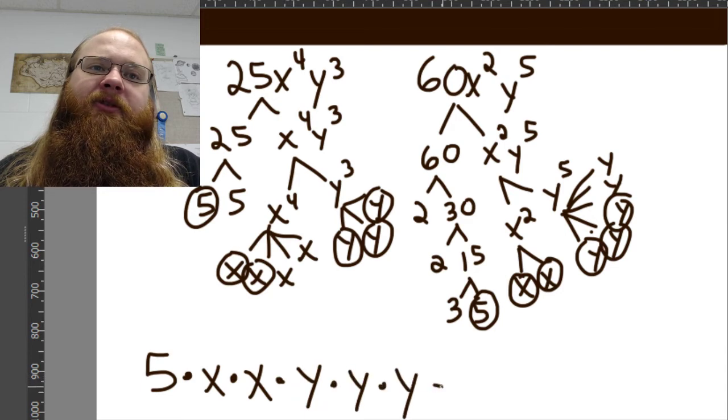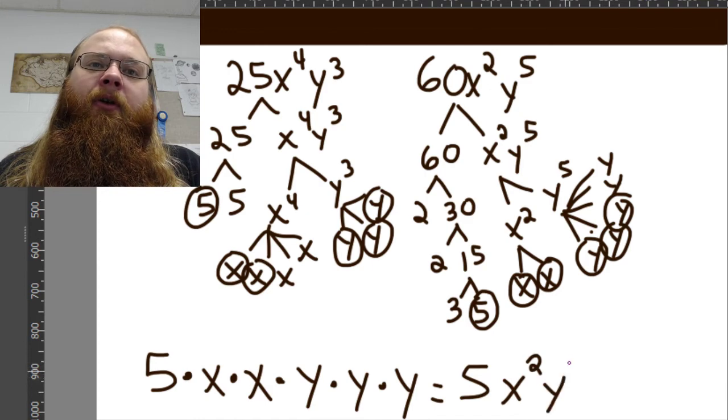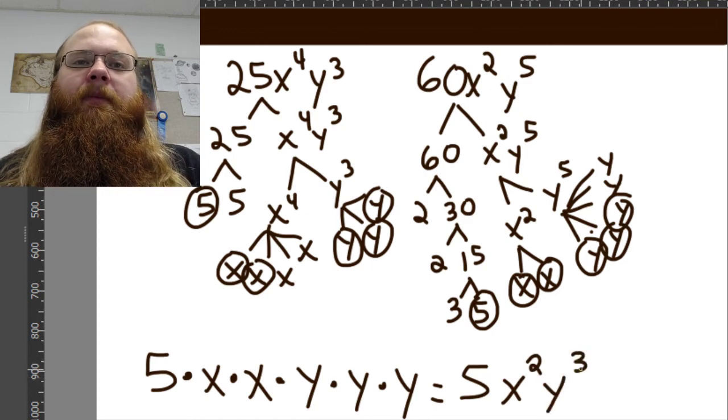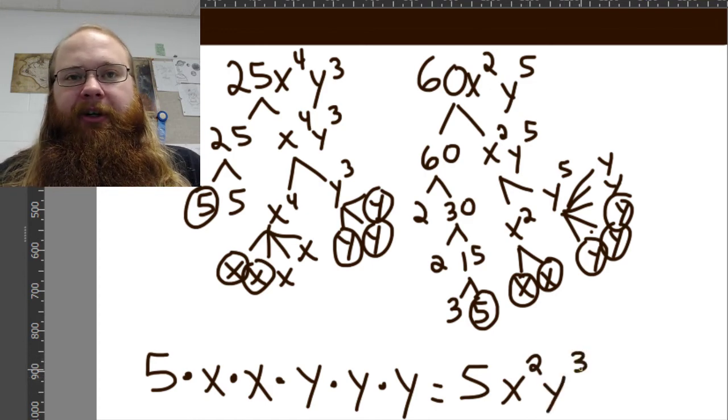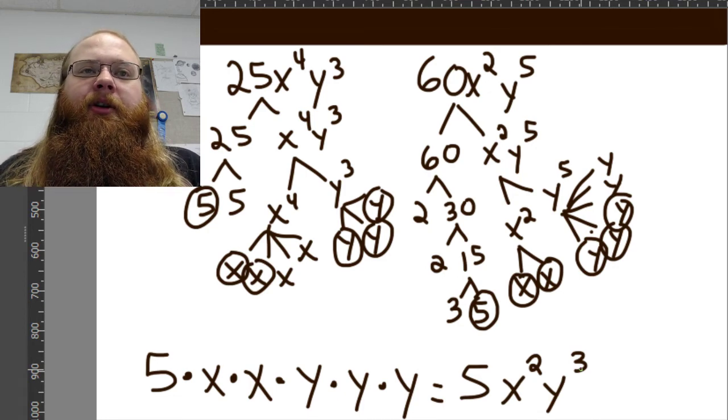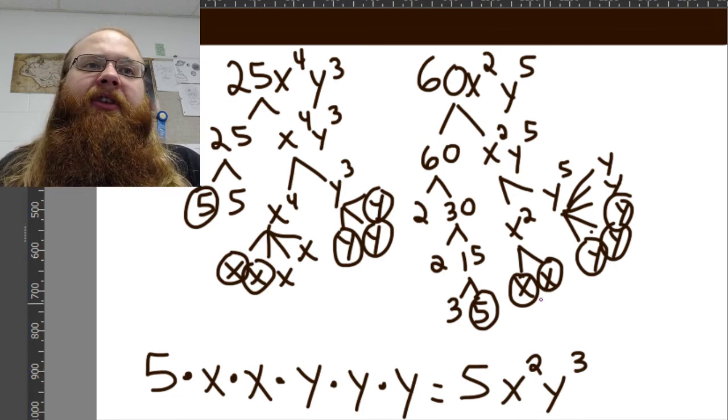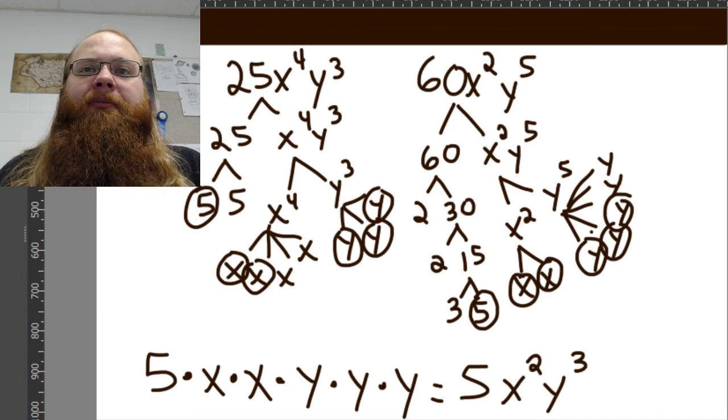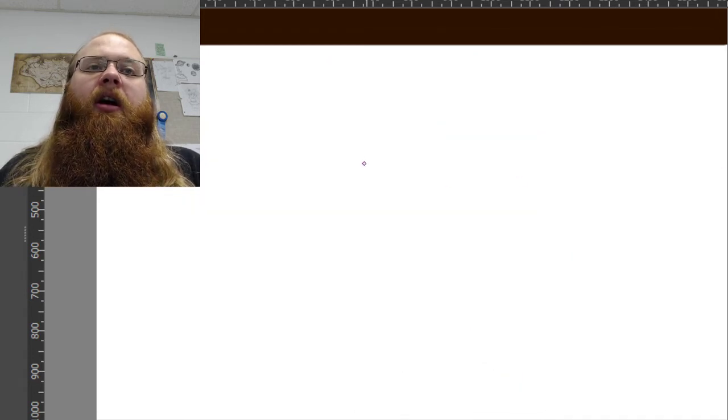So the last step is to multiply these together, and we're going to get 5x squared y to the third. That's our greatest common factor here. So the only extra thing we can add into this would be the addition of negatives. The only time we really worry about factoring out a negative is if they both have a negative.